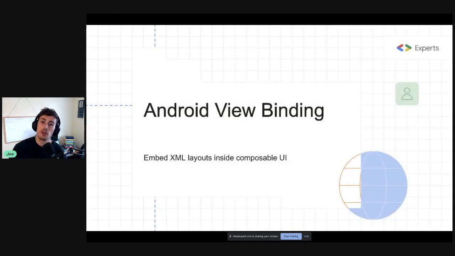So now that we know how to use existing Android view classes inside of composables, I want to take a quick look into a similar concept, which is embedding XML layouts inside of composables using Viewbinding.